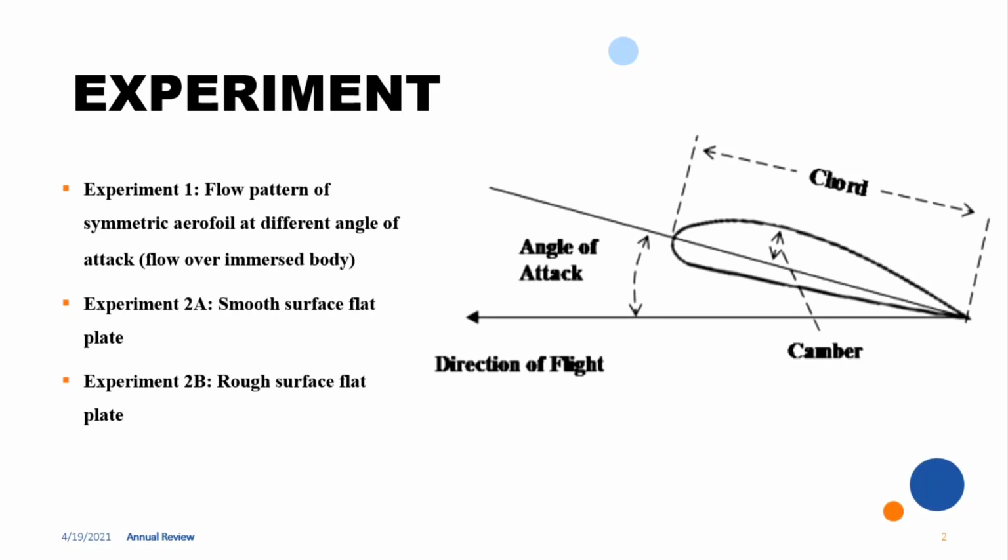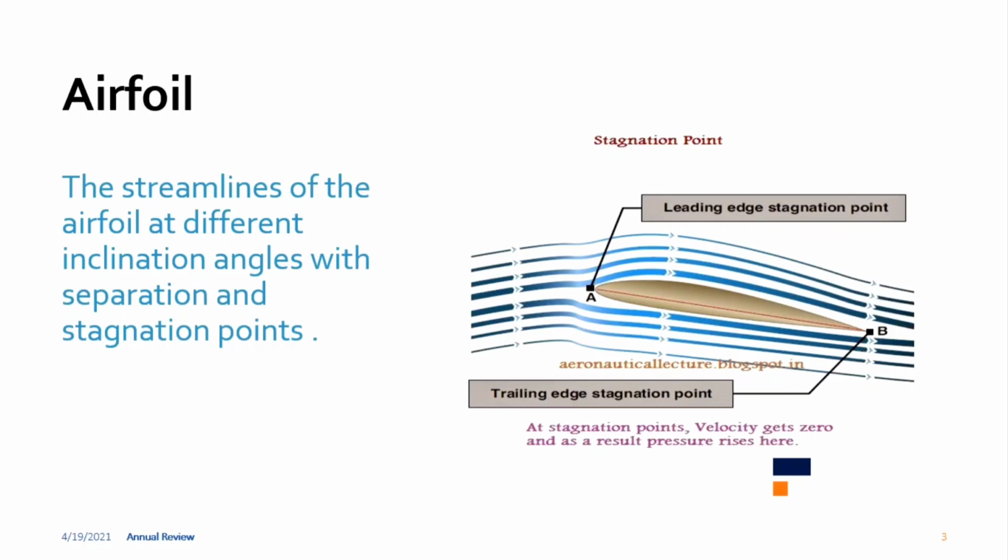Today I'm going to present the results and graphs for Lab 2. In this lab, we conducted 3 experiments: flow pattern of a symmetric aerofoil at different angles of attack, experiment 2A smooth surface flat plate, and experiment 2B rough surface flat plate. In the first experiment, we are given angles of attack of 0 degrees, 30 degrees and 45 degrees. The streamlines of the aerofoil at different inclination angles, with separation and stagnation points, can be seen in the figure.